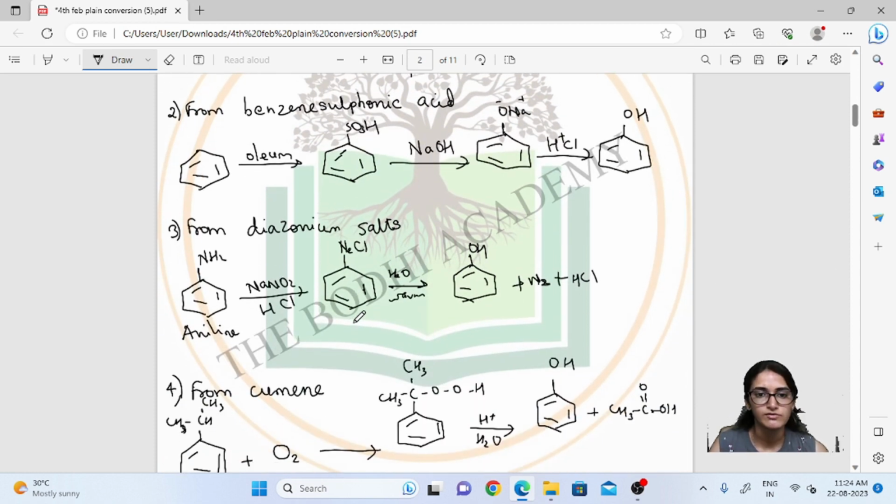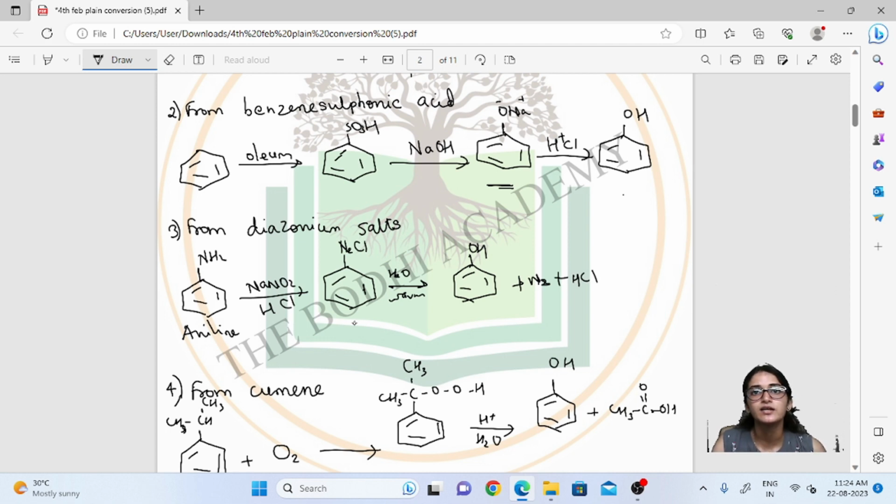Next is from benzene sulfonic acid. That is what we do here. First, we will convert benzene to benzene sulfonic acid using oleum, and then benzene sulfonic acid is further treated with sodium hydroxide to convert it into sodium phenoxide ion. So when sodium phenoxide ion is generated, it is again treated with an acid, that is HCl, to convert it into a phenol. Okay, so here what we need to remember, whenever we add NaOH, we create a sodium phenoxide ion. And why do we create that?